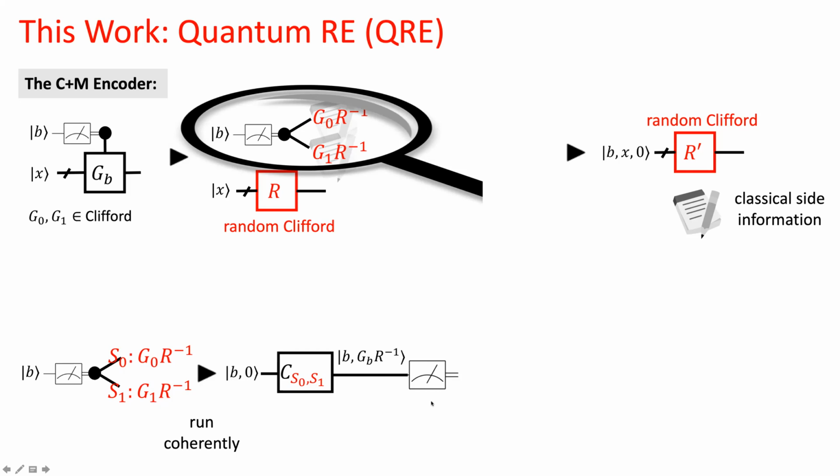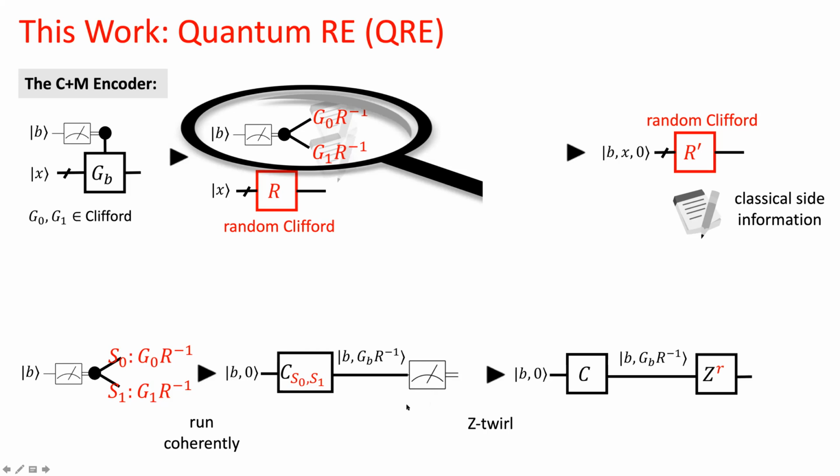So far, we have identical functionality, but we still have this annoying measurement, which is not a Clifford and not even unitary, that we need to get rid of. And this we can do using the Pauli Z-twirl. It is known that applying a measurement is equivalent to applying a random Z gate, so either applying the Z gate or not applying it at random to each one of the qubits independently. And this is what we do here.